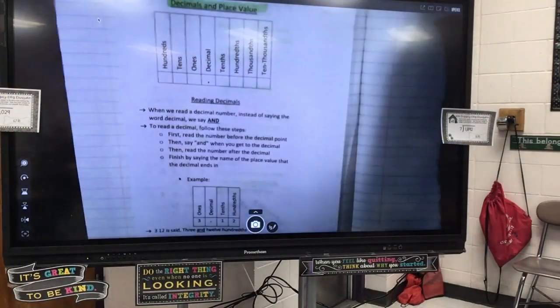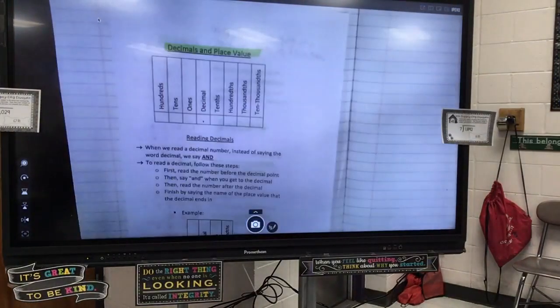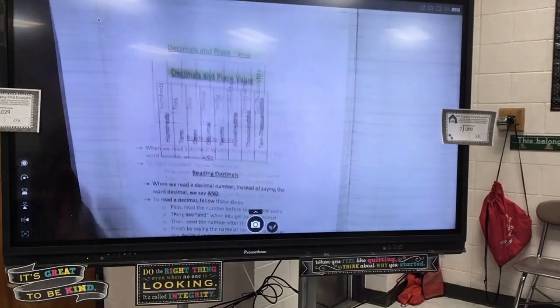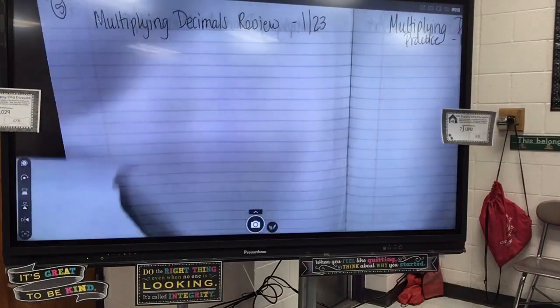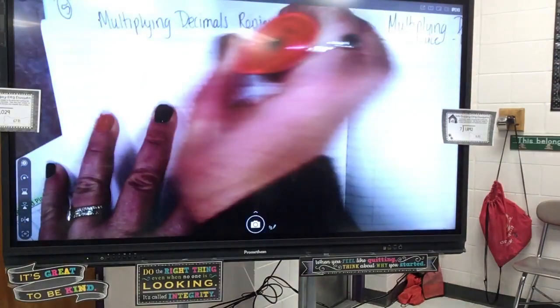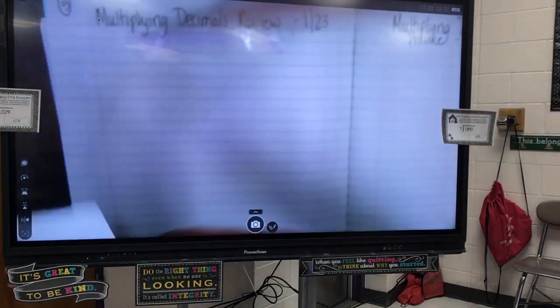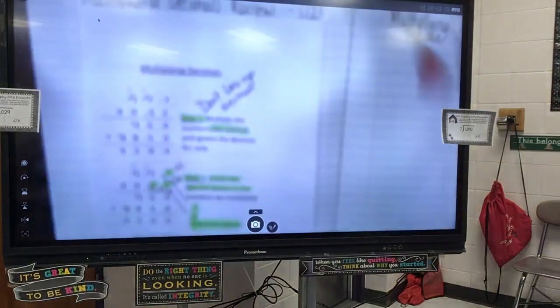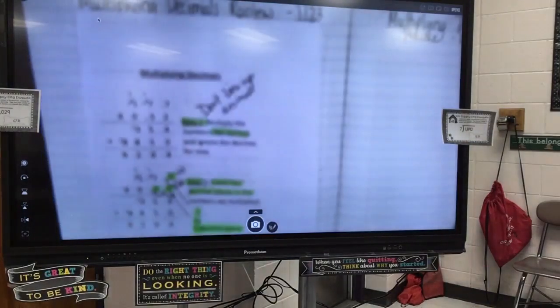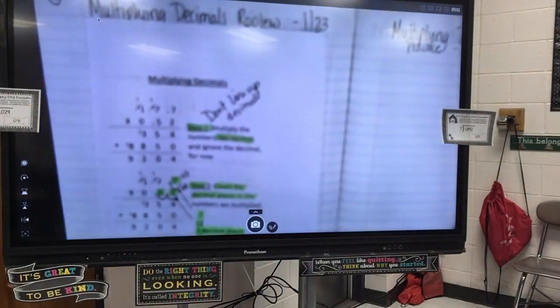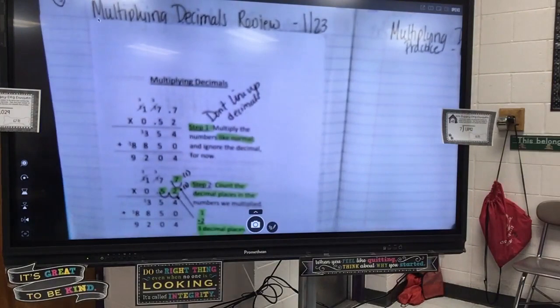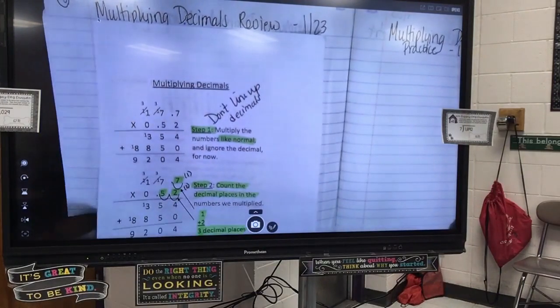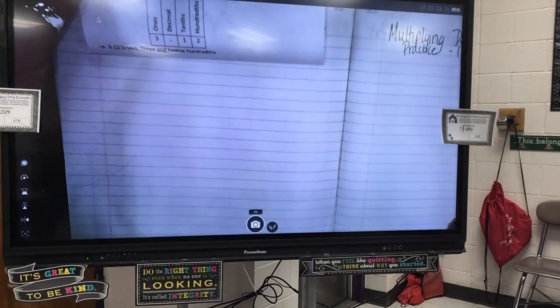We're gonna glue this in on your multiplying decimals review. Do have the decimal review facing up this way when you glue it into your notebook. And then when you flip it up, you see your place value notes.